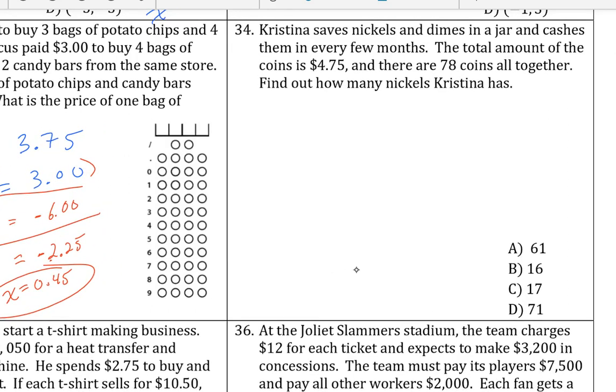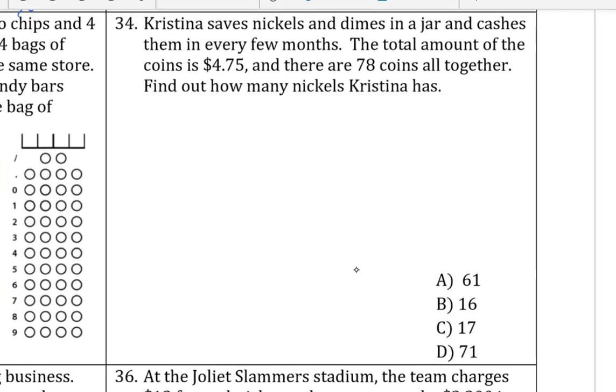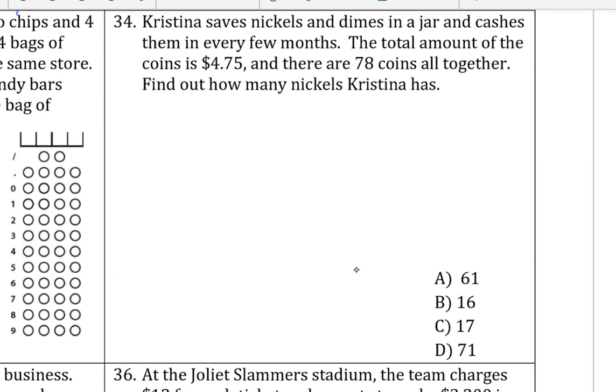All right, back to nickels and dimes here. So we've seen this before. All right, nickels and dimes, how much they're worth. And we got a total of 4.75, so I got 0.05. Let's call my nickels X, and then my dimes worth 0.1 Y. And then it says we have a total of 78 coins.